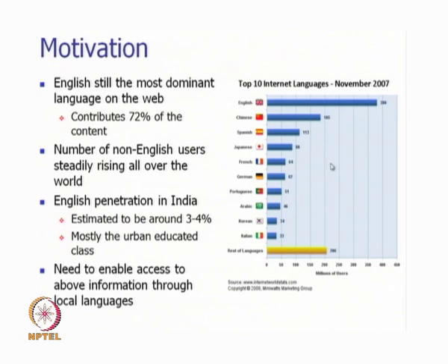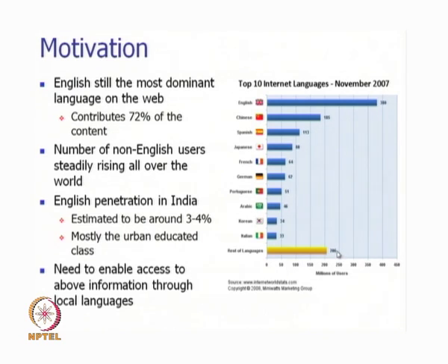We find that the top 10 internet languages, as reported in November 2007, that is about 3 years back, is English, where 380 million users of the web are English speakers, followed by Chinese at 185, Spanish at 113, Japanese 88, French 64, German 62, Portuguese 51, Arabic 46, Korean 34, and Italian 33.